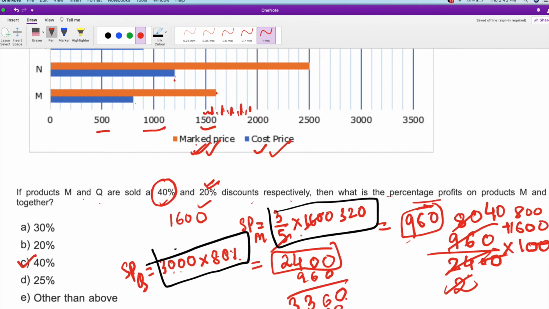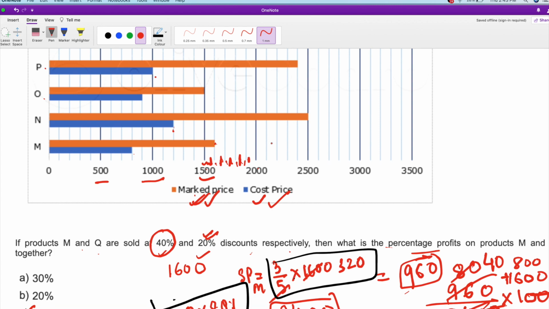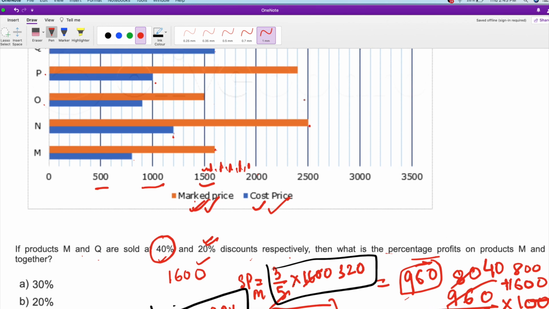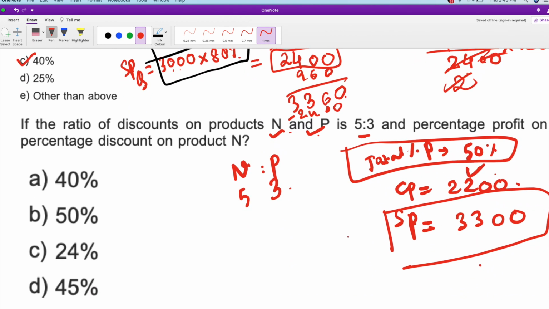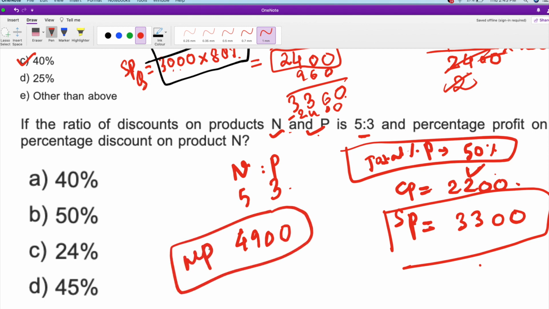Now let's find out the total marked price of N and P. The marked price of N is 2500 and the marked price of P is 2400. 2500 plus 2400 is 4900, the total marked price. This is the marked price, this is the selling price. So what is the discount given? Discount is marked price minus selling price, MP minus SP. So 4900 minus 3300.